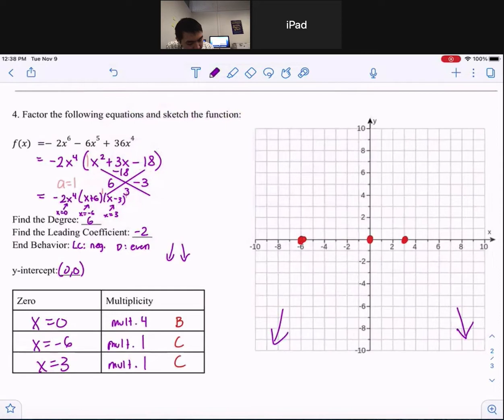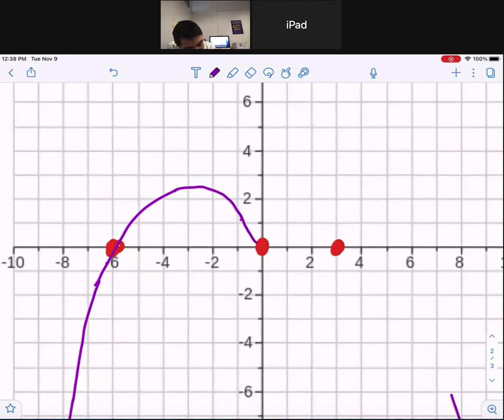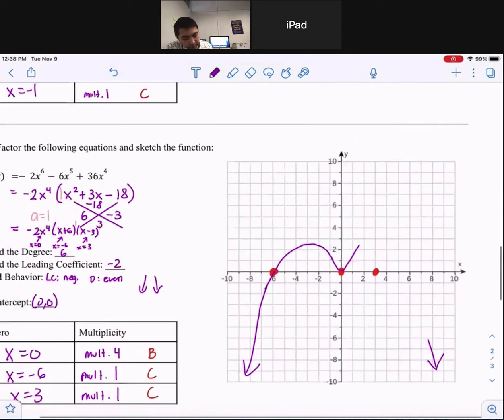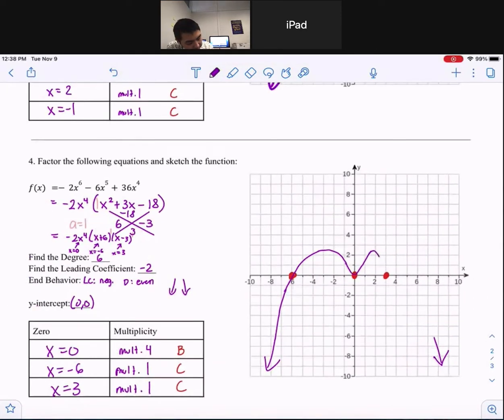At x equals -6, it crosses. You're going to cross right through it. Curve it so that it can interact with x equals 0, and that's where it's going to bounce. It's going to bounce right off of there. And then curve it back down so we can interact with x equals 3, which it will cross. And there is the graph for that one.